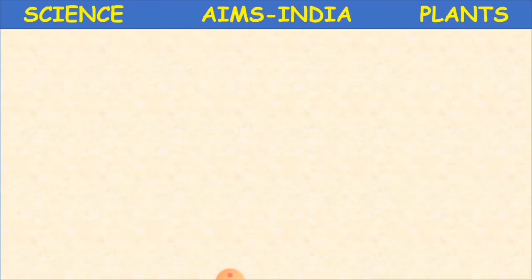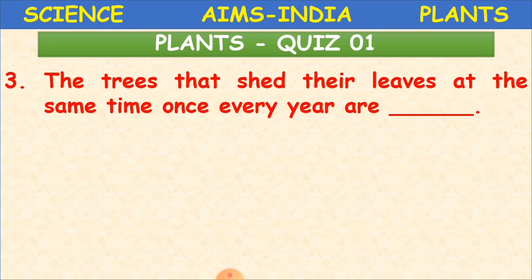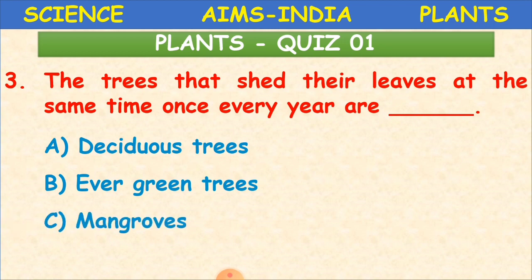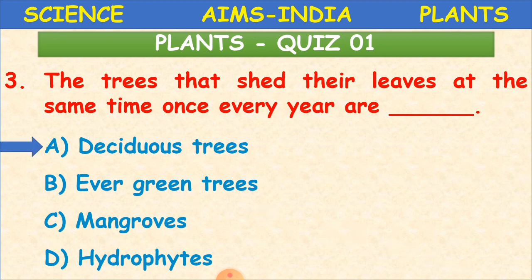The third one is: the trees that shed their leaves at the same time once every year are called. What did I say, children? You remember? The trees which grow in cold regions shed their leaves once, that is when? In winters, to protect themselves from the cold. That type of trees are called what? Yes, it is deciduous trees, option A. Okay, children? Clear?